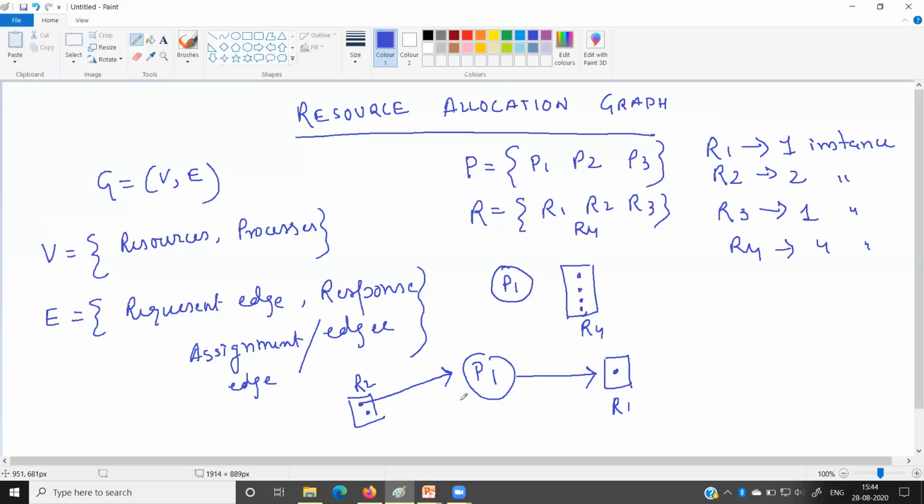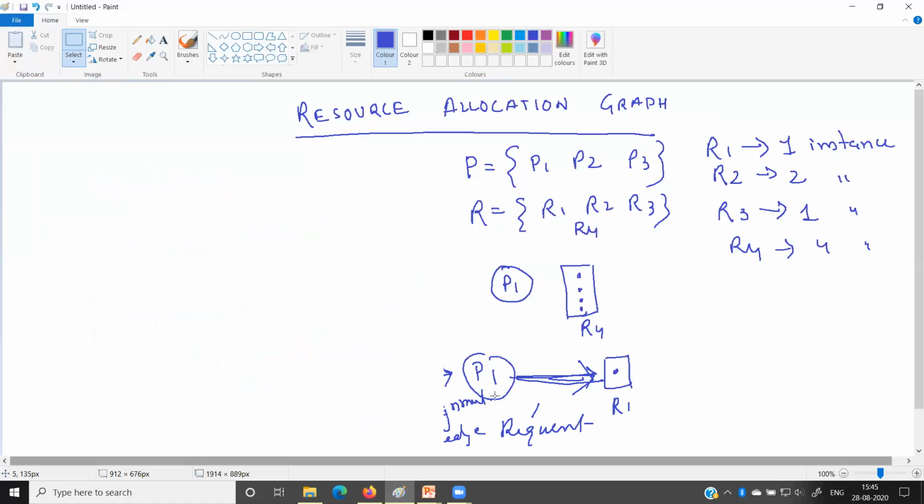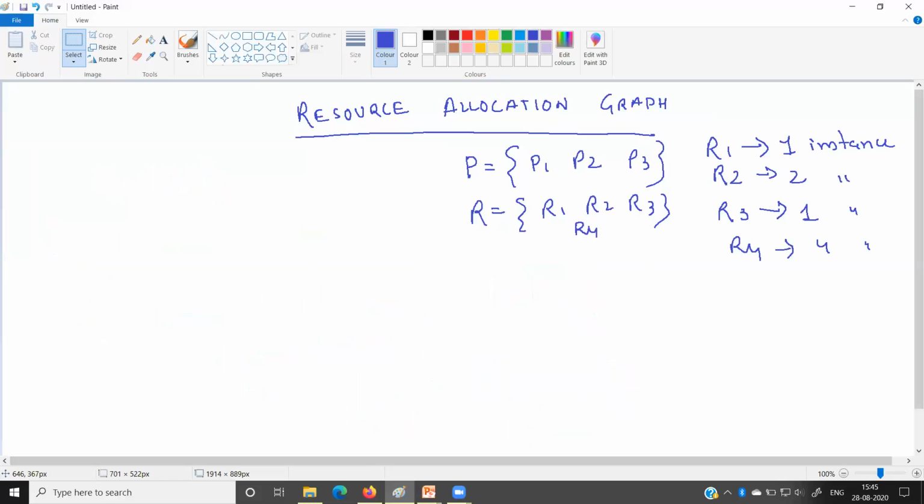So 2 types of edges are there. This edge, that means from the process to the resource, is called the request edge. And this edge, which is from the resource to the process, is called the assignment edge. So using those edges and vertices, we will draw the resource allocation graph. Now I will show you how the resource allocation graph will help us to identify whether there is any deadlock present in the system or not. We will go through this example.